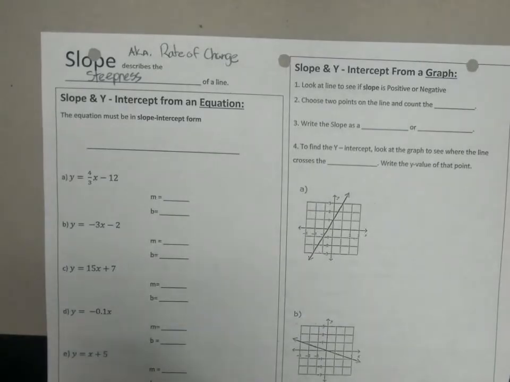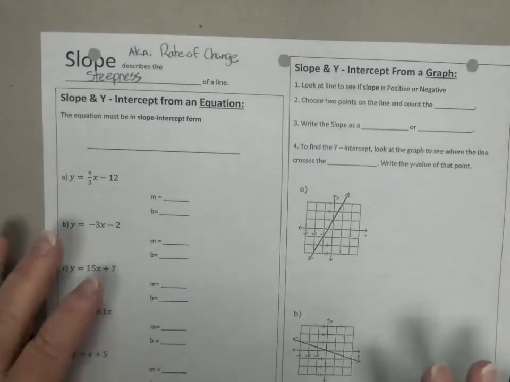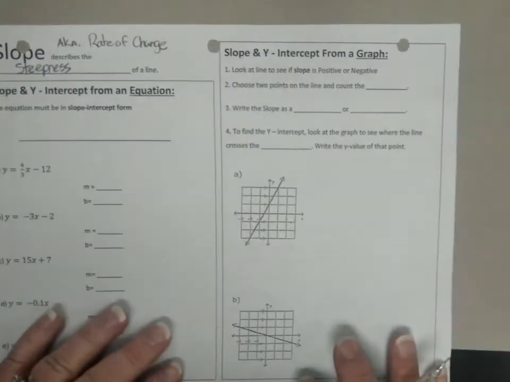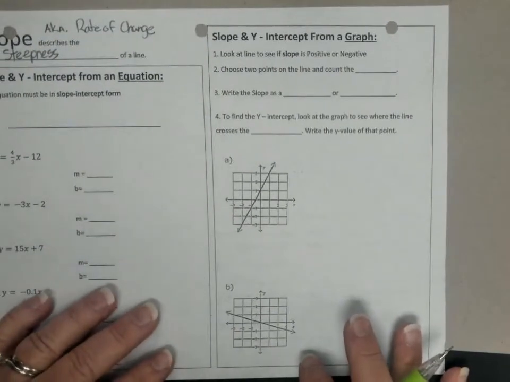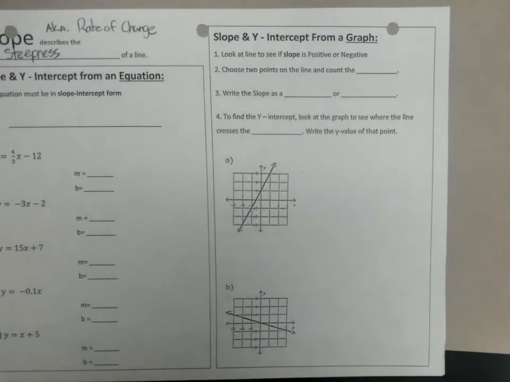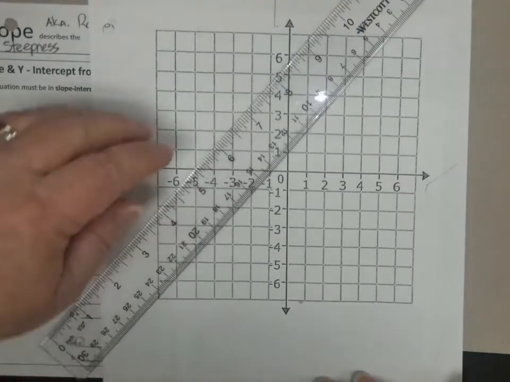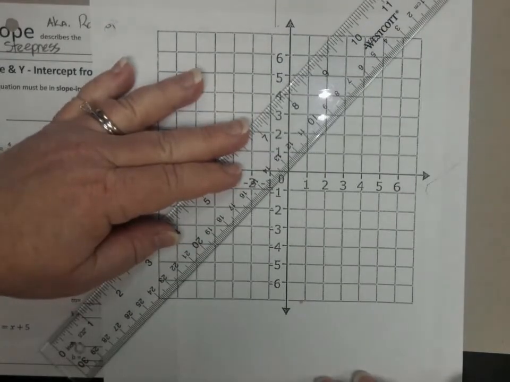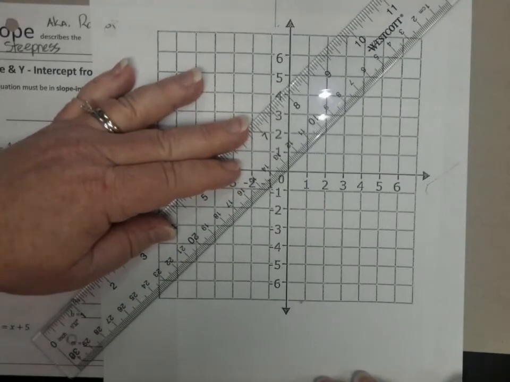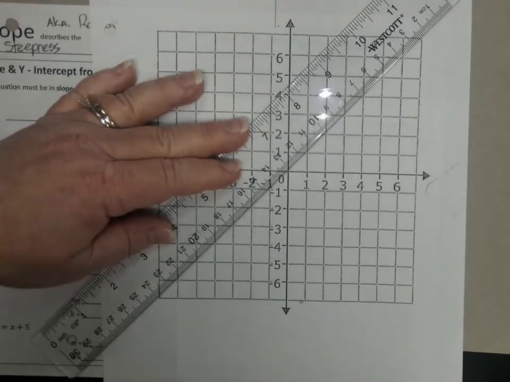So the first thing I want to do is say, here are the steps to finding slope on a graph, all right? Look at the line to see if the slope is positive or negative. Well, if you don't know what a positive line on a graph is or a negative line on a graph, then what I just said is very foreign to you. So I know that I put a graph out for everybody, and I am going to show you the difference between a positive slope and a negative slope. And remember, we are talking about linear equations, which means straight, okay?